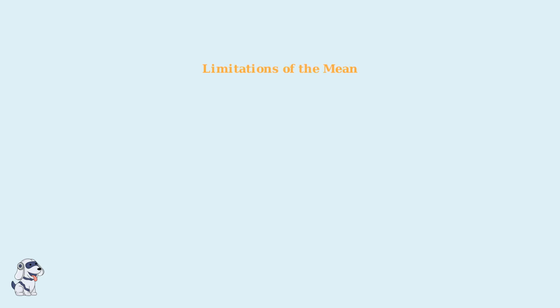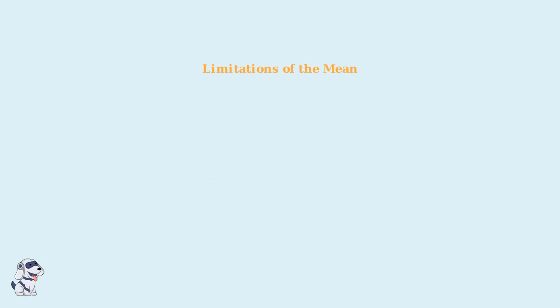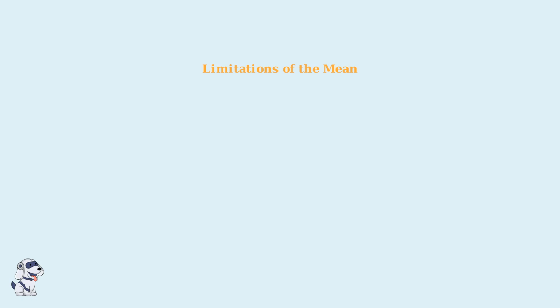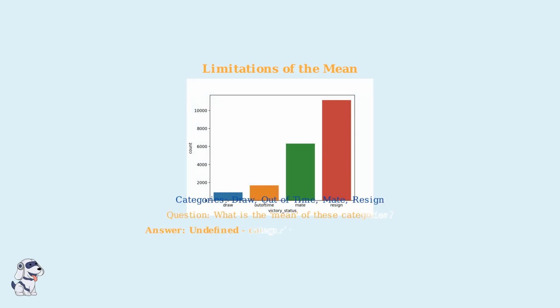However, the mean also has significant limitations that can lead to misleading interpretations if not properly understood. The first major limitation is sensitivity to outliers. A single extreme value can dramatically shift the mean away from the typical data values. Second, in skewed distributions, the mean may not represent the typical value. The image shows how the mean gets pulled toward the tail of the distribution, away from where most data points cluster. Finally, the mean cannot be calculated for categorical data.